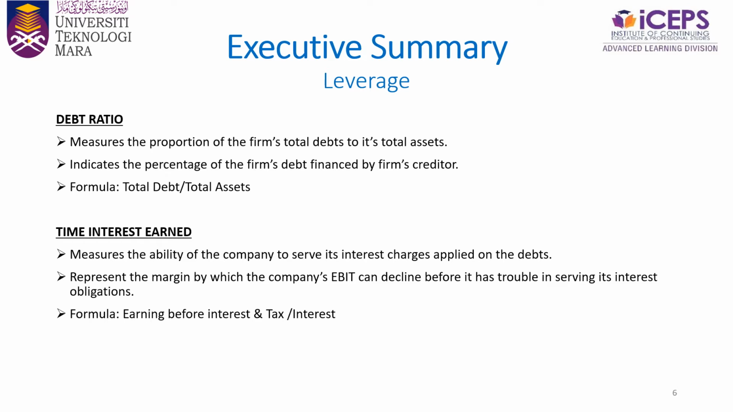As for leverage, we have debt ratio, which measures the proportion of the firm's total debt to its total assets. It also indicates the percentage of the firm's assets financed by the firm's creditors. The formula is total debt over total assets. We also have the times interest earned, which measures the ability of the company to serve the interest charges applied on the debts. It also represents the margin by which the company's EBIT can decline before it has trouble in serving its interest obligations. So the formula is earnings before interest and tax over interest.